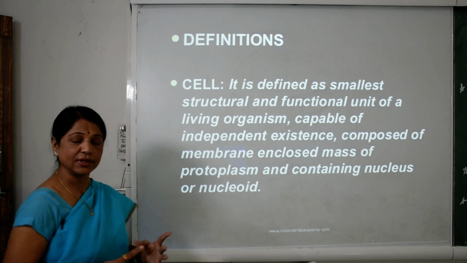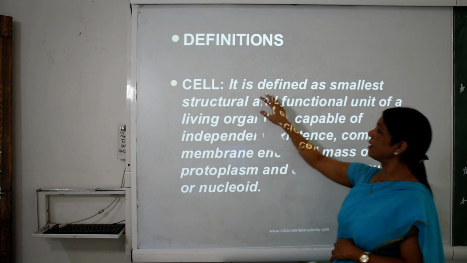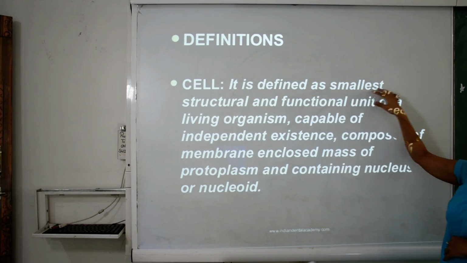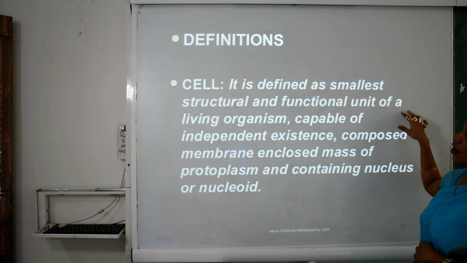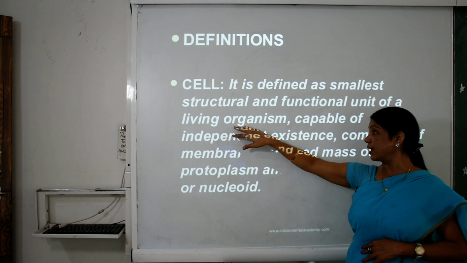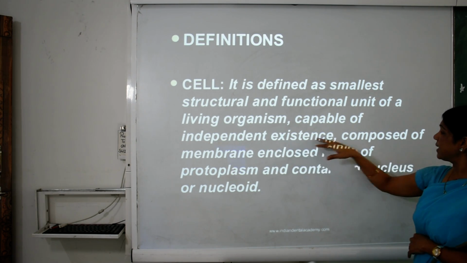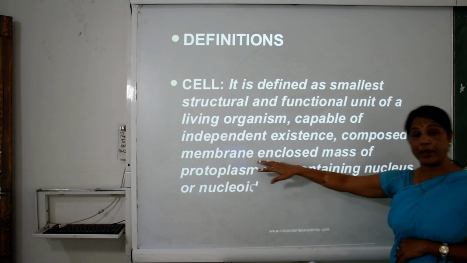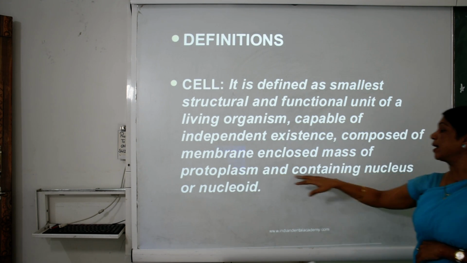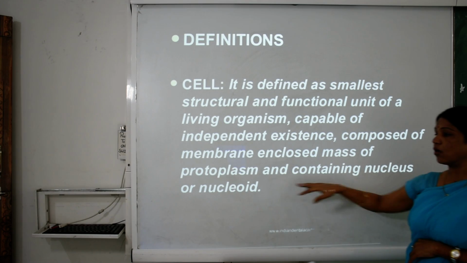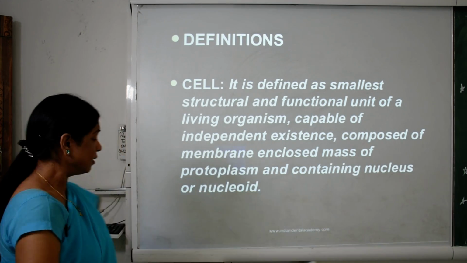Here is given the simple definition of the cell. What do you mean by the cell? It is defined as the smallest structural and functional unit of a living organism, capable of independent existence, composed of a membrane-enclosed mass of protoplasm and containing a nucleus, the nucleus that is found inside the cell.